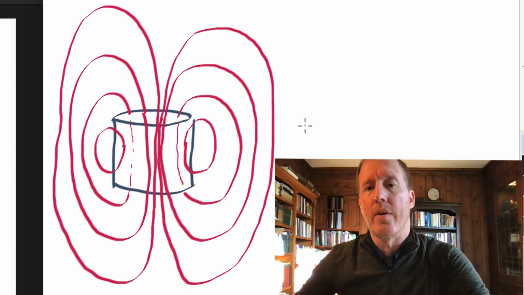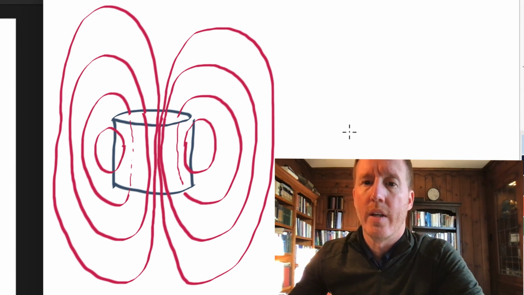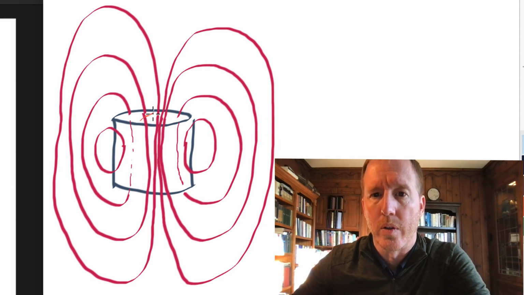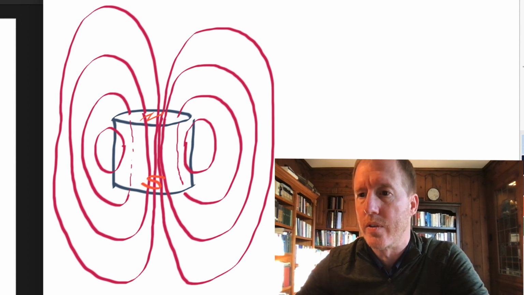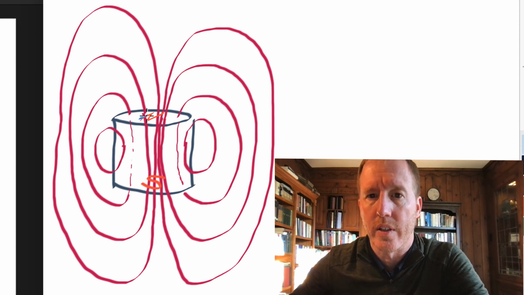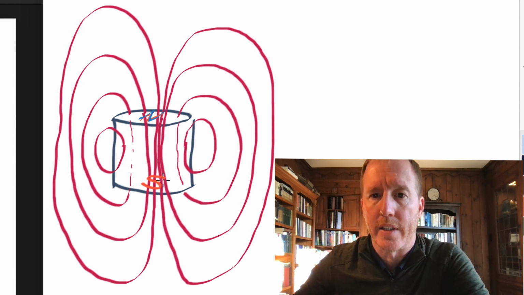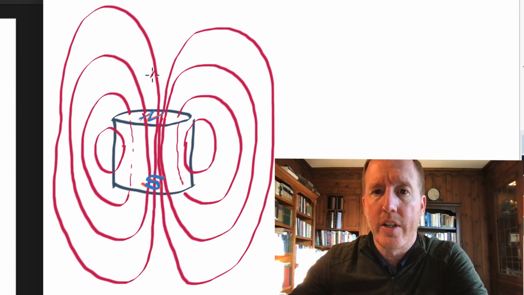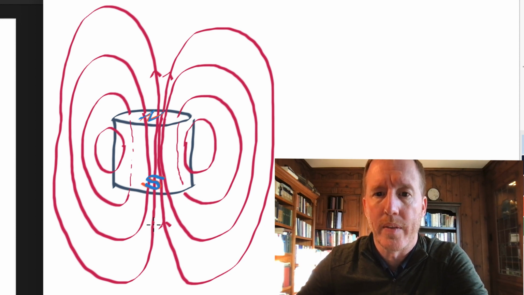Now, the nice thing about drawing these lines of force is, first of all, they form closed loops. So if this is the north pole of the magnet on the top and the south pole on the bottom, the magnetic field lines are coming out of the north pole and they're coming into the south pole like this. So each of these lines forms a closed loop.